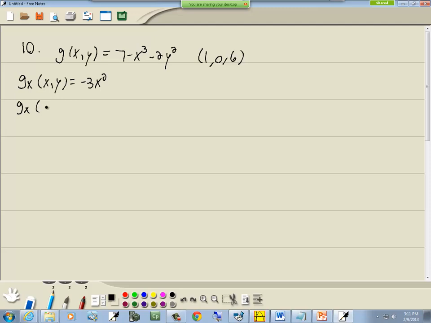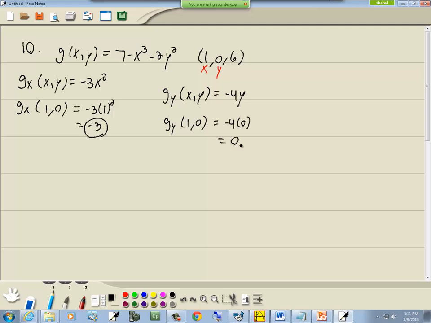So then we're going to plug in 1 and 0. Now we don't worry about the 6, because that's a z. This is the x and this is the y. So I'll plug 1 in for the x. So I got negative 3 times 1 squared, which gives us negative 3. There is no y there, so I couldn't plug it in. Now the partial with respect to y. 7 drops away, the negative x to the third drops away, the derivative of negative 2y squared gives us negative 4y. And again, we'll plug in that point, 1, 0. So that gives us negative 4 times 0, which gives us 0. And those are our answers.